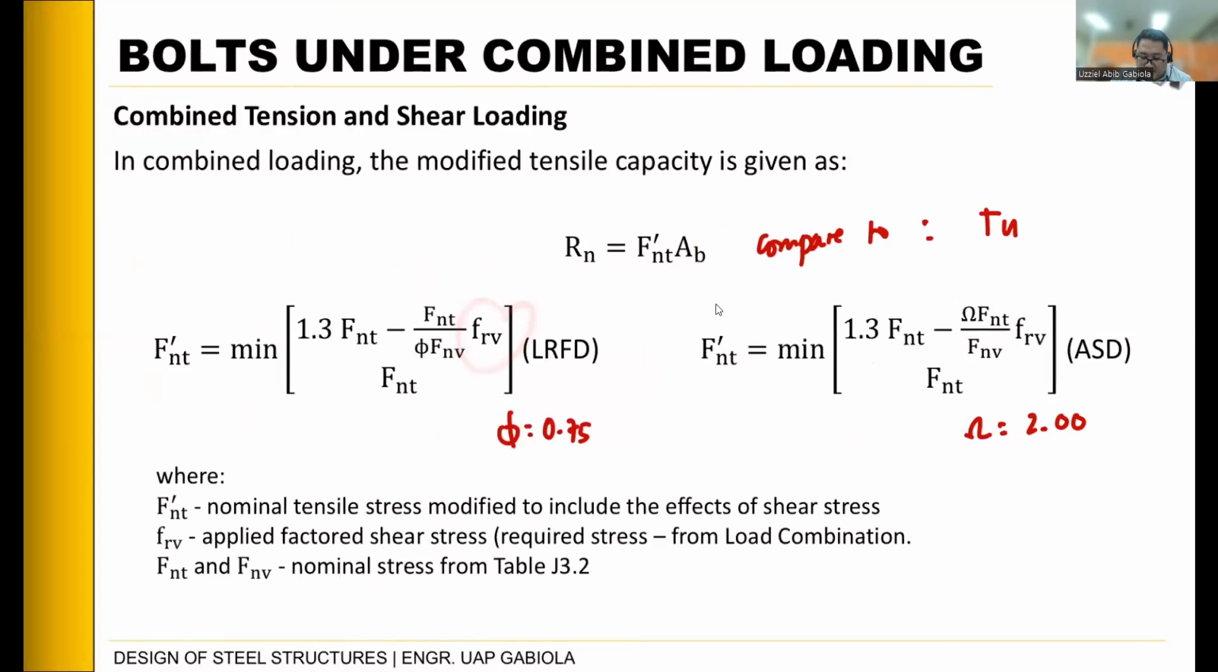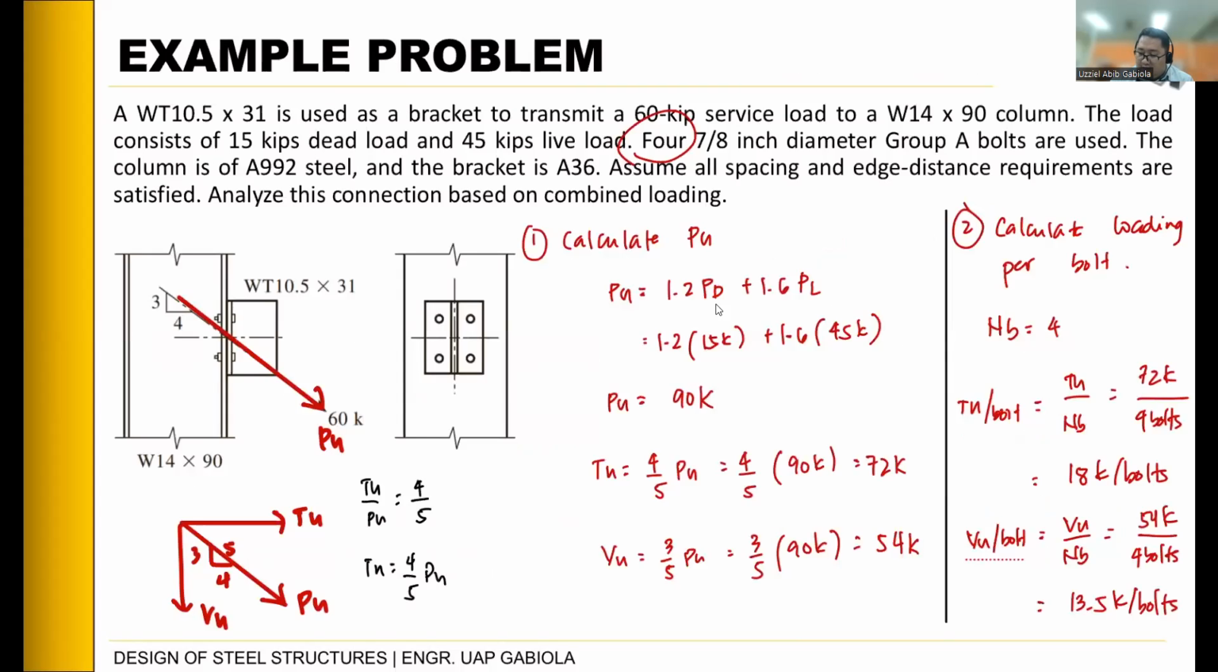Okay? So si FRB, ang definition niya, applied factored shear stress o yung required shear stress galing sa load combination natin. So kung siya ay stress, alam natin na ang formula ng stress ay load over area. So anong loading yung consider natin? Kailangan natin yung VU, okay? Over anong area yung gagamitin natin? So syempre area nung bolt natin. Okay? So dito, kunin natin ngayon yung FRB natin.